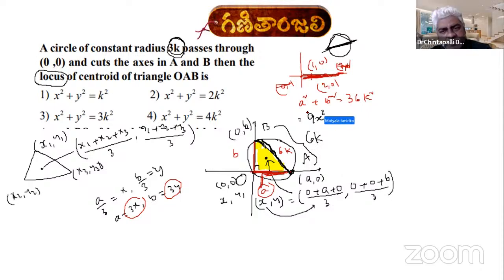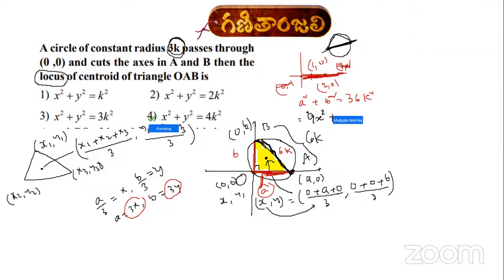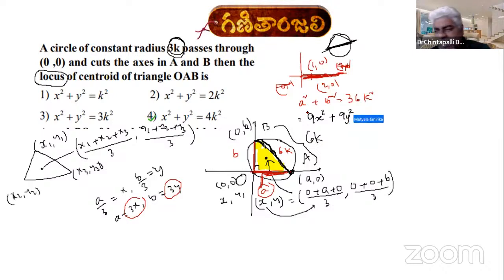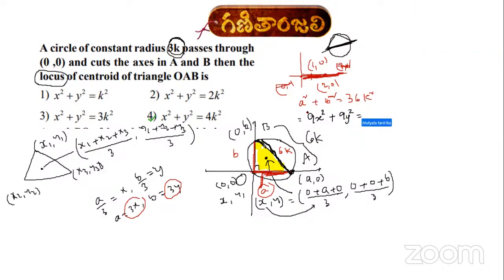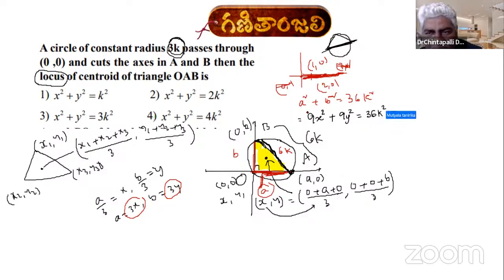Plus 9y square. Very good, very good, Purnima. Option 4, sir. Equals 36. Yes, we can cancel 9 on both sides. We can divide each side by 9.